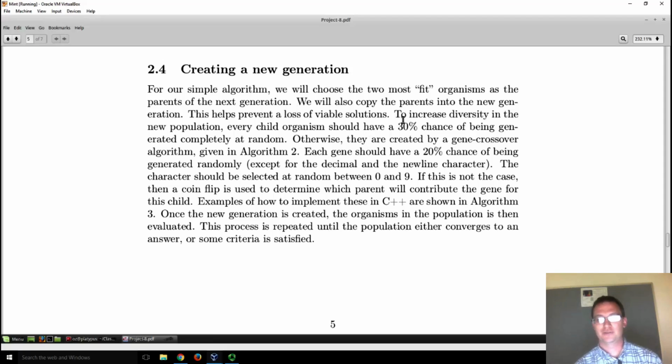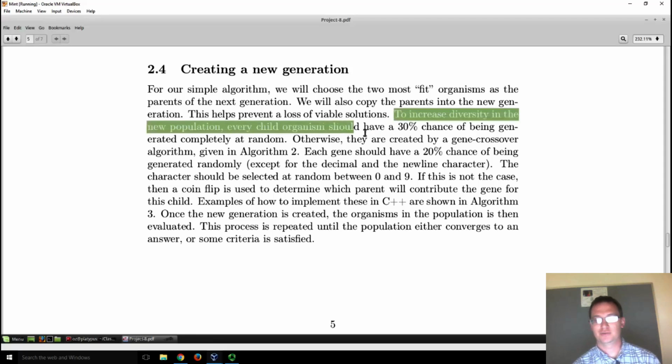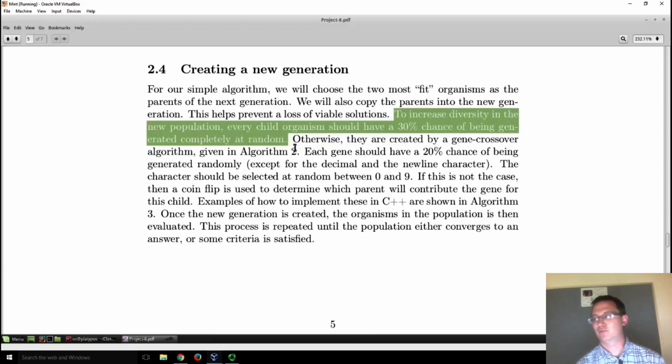To increase diversity in the new population, every child organism should have a 30% chance of being generated completely at random. And this is important because our solution could have multiple possibilities. You may or may not see this when you run it, but there are actually 2 possible values where you could be hitting the target.